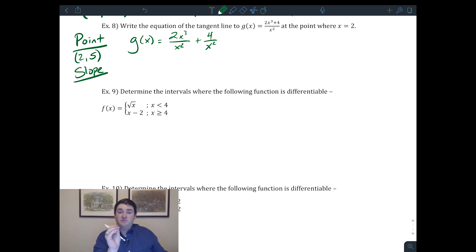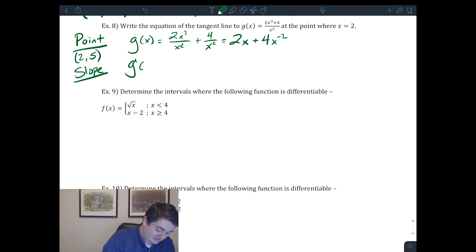And notice, I could recombine these. They have a common denominator. This is the same as the way the problem was originally written, but now I can simplify. I can reduce each fraction on its own. g of x equals 2x plus 4x to the negative 2. And suddenly this function looks like something that I can differentiate using the power rule.